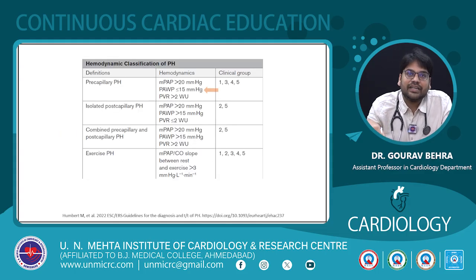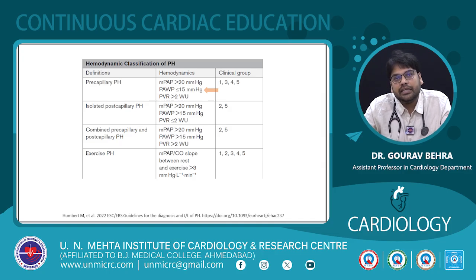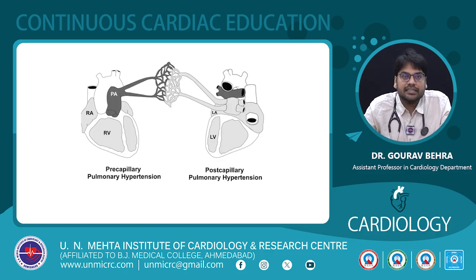Now coming to the classification of PH, it is mainly divided into pre-capillary and post-capillary. We can see in this picture that pre-capillary and post-capillary are defined on the basis of the capillary network of the lungs. Pre-capillary pulmonary hypertension mainly includes etiology that lies in the pulmonary artery. You can see in the picture the PA and the capillary connected to the PA in dark gray color, and post-capillary means beyond the capillaries towards the heart.